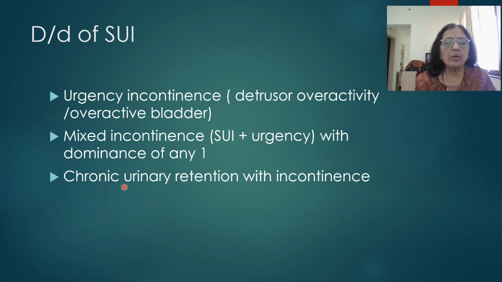Or there can be a chronic urinary retention in a patient if there is some dysfunction, bladder dysfunction, voiding abnormality, or there is any obstruction to the urine flow. Then what the patient can present with is a chronic urinary retention, which is associated with incontinence. With chronic urinary retention also, there is involuntary passage of urine.